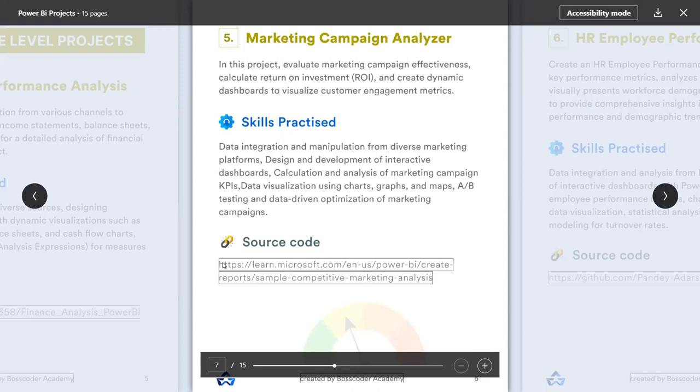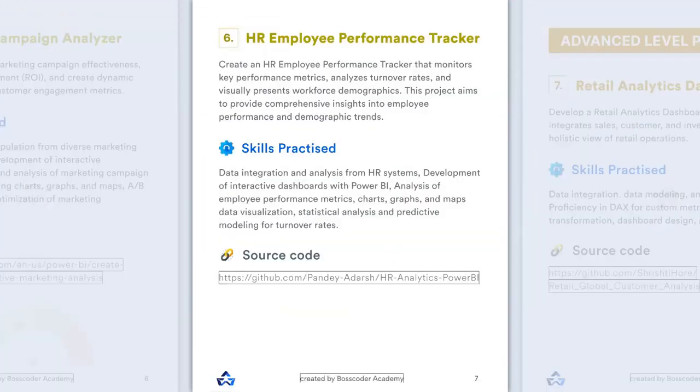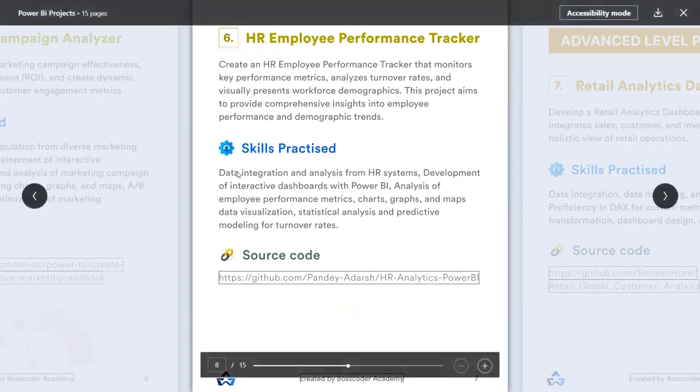This is not a personal one, I think it is directly from Microsoft. So this one you must try. You may get a certificate also. Another is the HR employee performance tracker. We never want HR to track our performance because HR are the ones who hire us. If I were to create it, I would use graphs, charts, maps, and all. They have also used the same, with data integration and analysis of employee performance metrics. So you can use this.